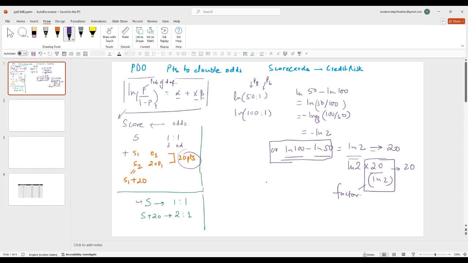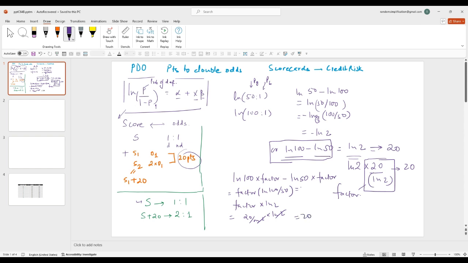So what this basically tells me is that if I take the log odds, let's say log odds 100, multiply it by this factor, minus log odds of another number which is half of it times the factor again, I'll get 20. Why? Because I take the factor common: log of 100 by 50 is equal to factor times log 2. And the way my factor is defined is 20 divided by log 2, so these two cancel out and you're left with 20.